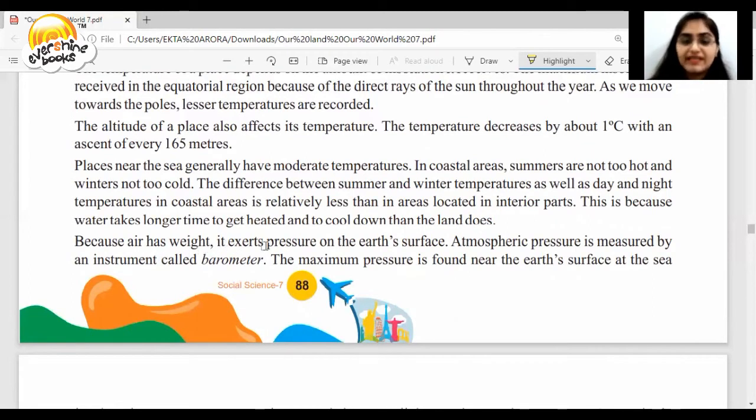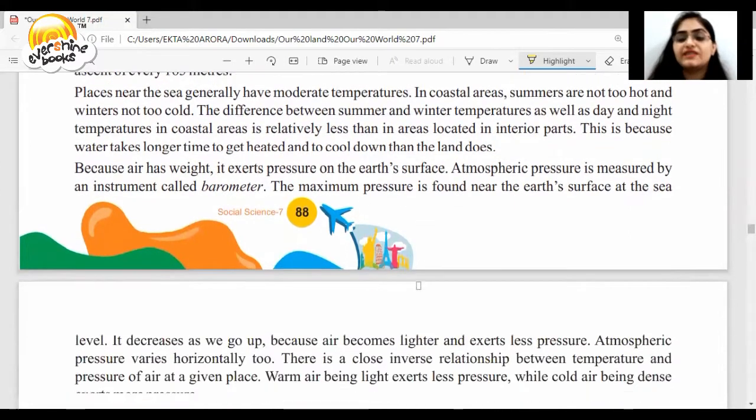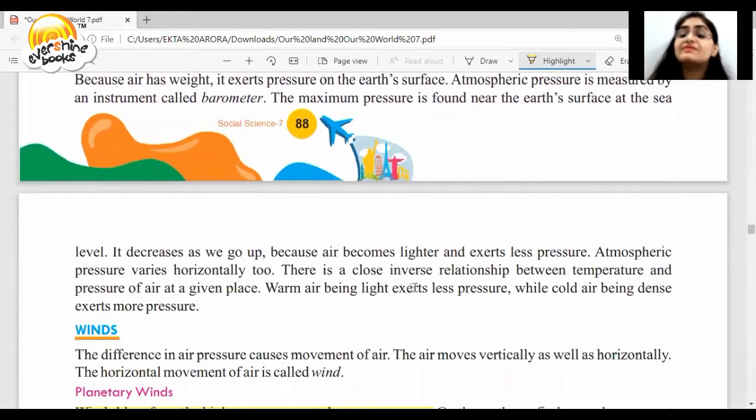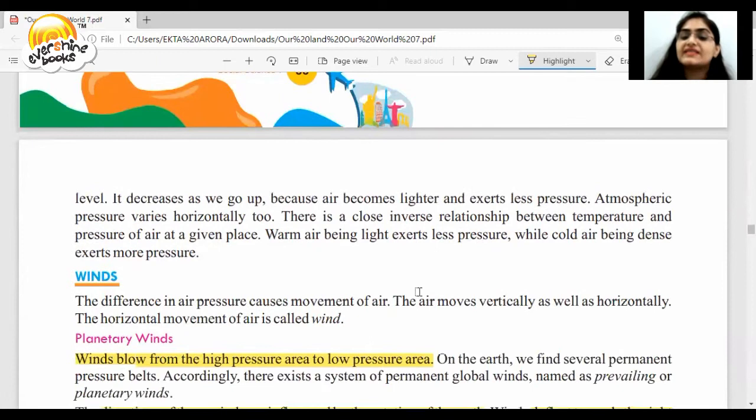Because air has weight, it exerts pressure on the earth's surface. Atmospheric pressure is measured by the instrument called barometer. The maximum pressure is found near the earth's surface at the sea level. It decreases as we go up because air becomes lighter. Atmospheric pressure varies horizontally too. There is a close inverse relationship between temperature and pressure of air at a given place. Warm air, being light, exerts less pressure, while cold air exerts more pressure.